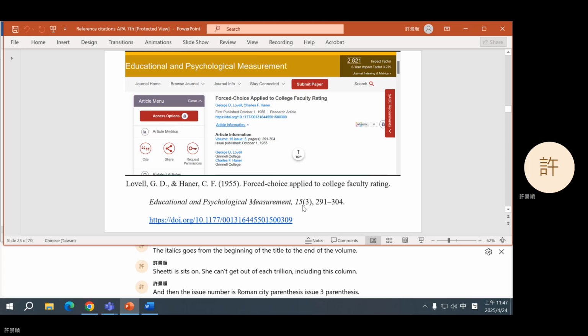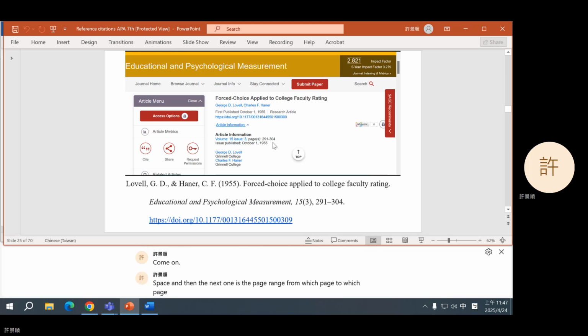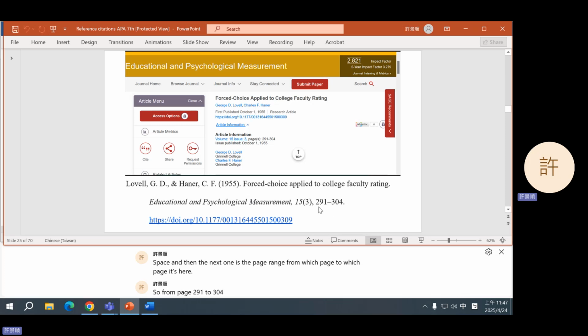comma. Space, and then the next one is the page range. From which page to which page, it's here. So from page 291 to 304. So 291, en dash, the range mark, 304, period. Space, there's another space here.